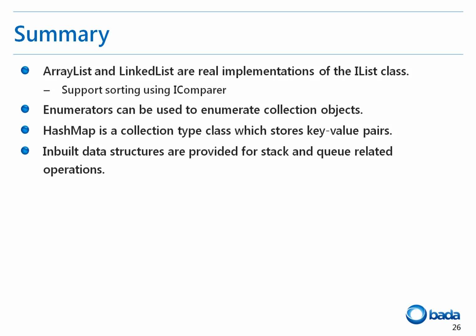Bada interfaces are classes starting with I and have virtual functions. The ArrayList and LinkedList classes are created by implementing the iList interface class. Each of the classes supports sorting using the iCompare interface. In Bada, all the collection objects can get an item using the enumerator class. A hash map is a collection type class to save a key and value pair. Finally, the OSP collection namespace also provides the stack and queue classes.